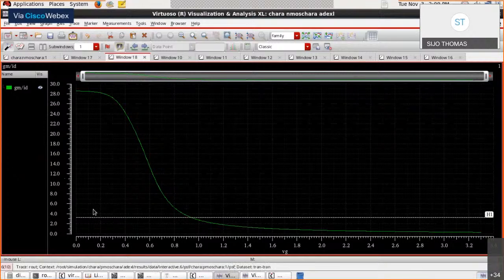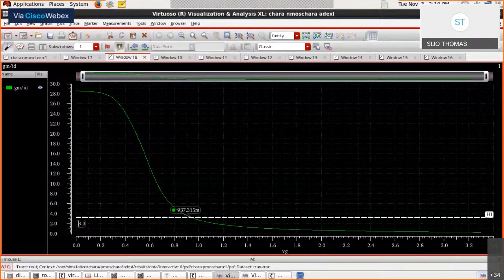If you look at the gm/ID curve, we have the gm/ID ratio as 3.3. You can put a horizontal cursor in the graph and set the value as 3.3. If you look at the corresponding VGS value here, we are getting 937.31 millivolts. So are we good to go with this gm/ID value, or should we reconsider the gm/ID value?